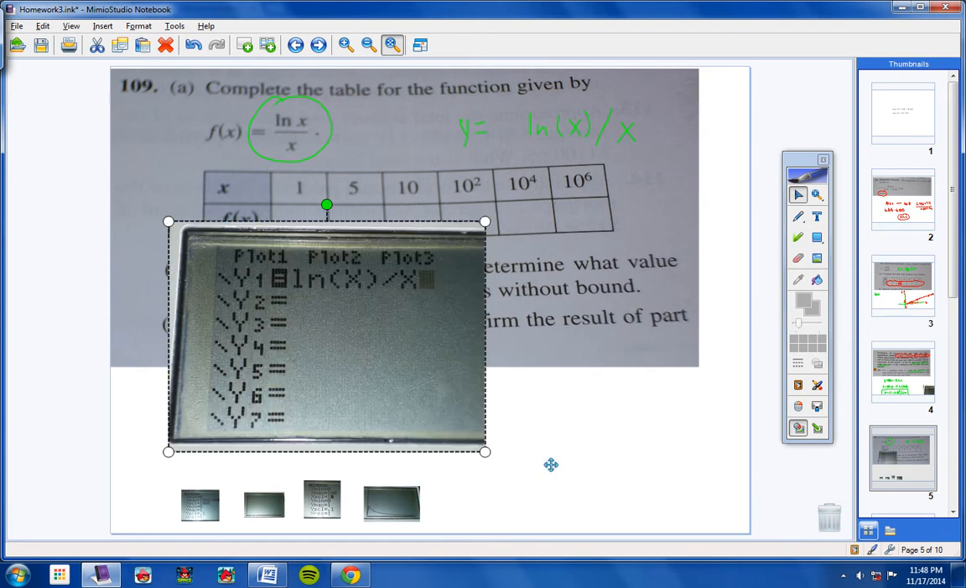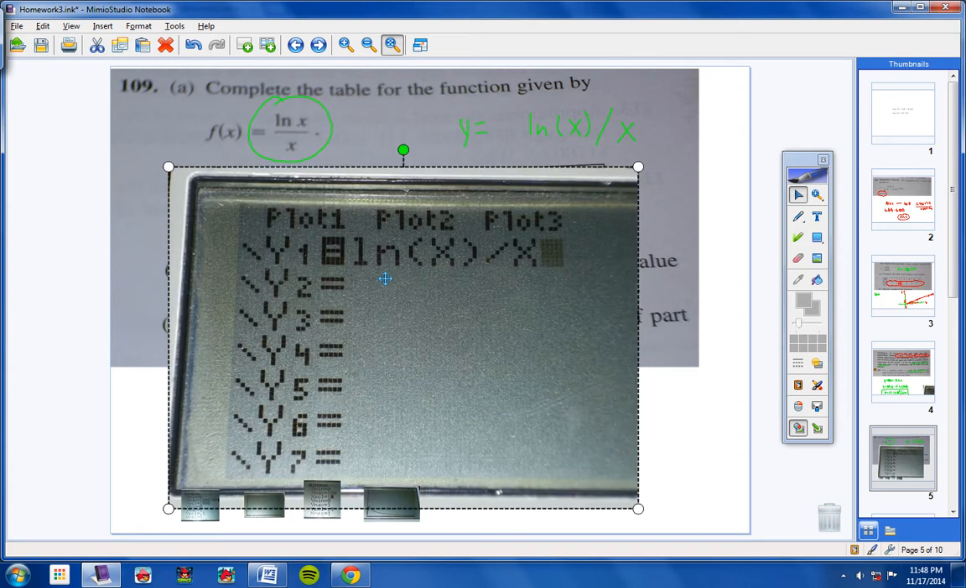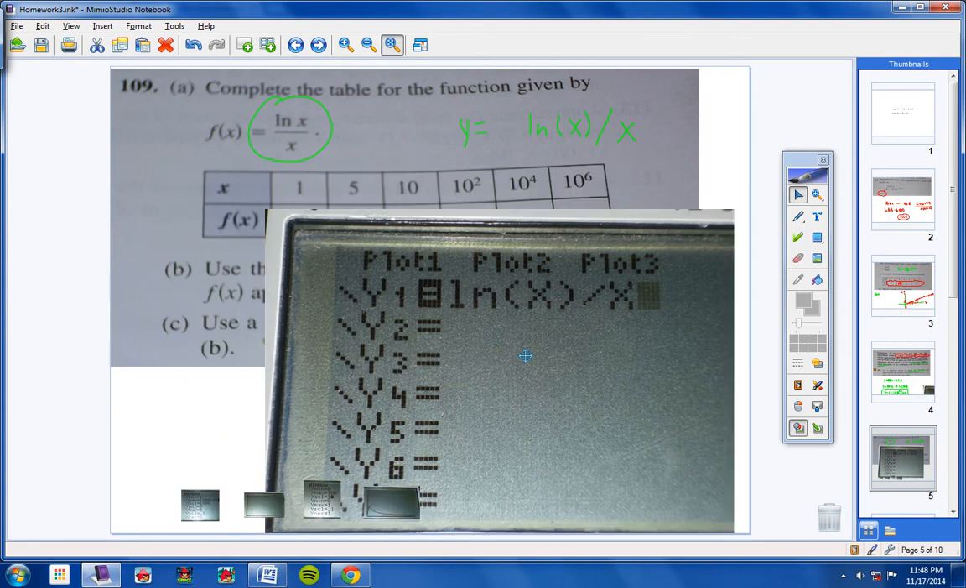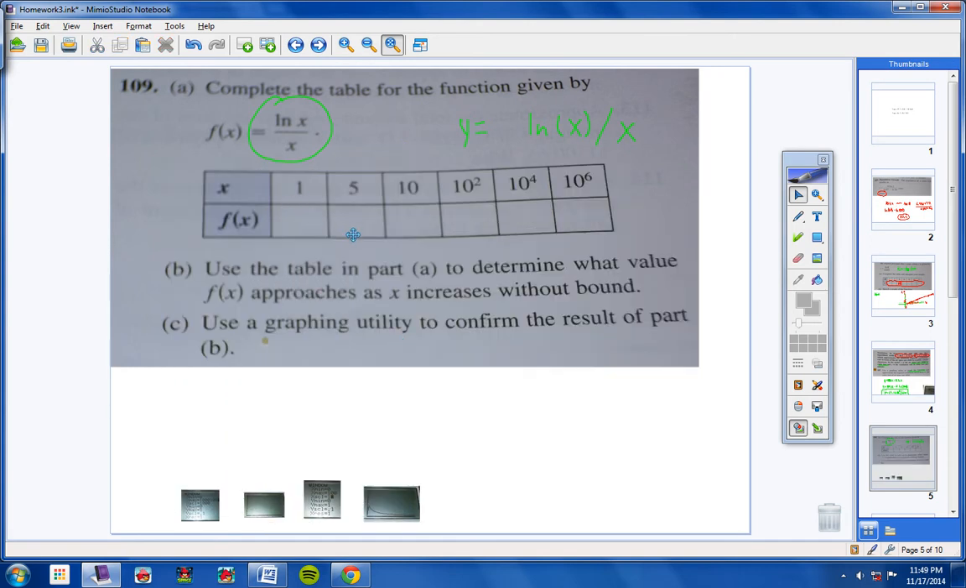Okay, so there it is. That's how you should do it, okay? Natural log parentheses x divided by x. Alright, now, next, you think that you have your windows figured out pretty well.